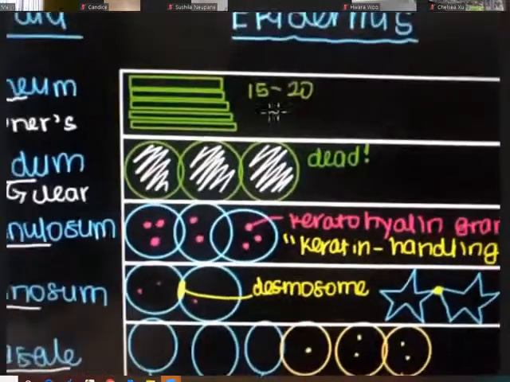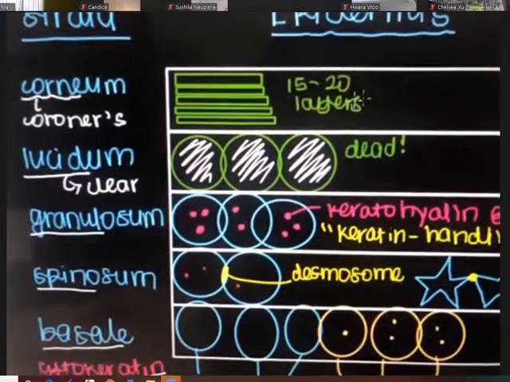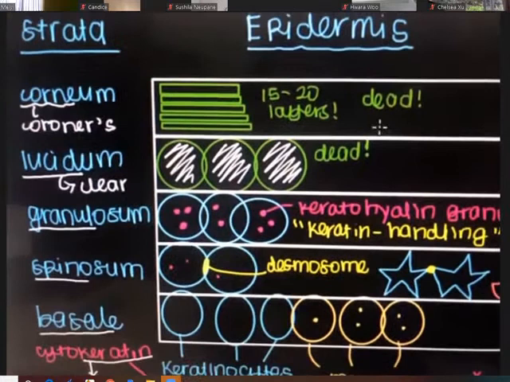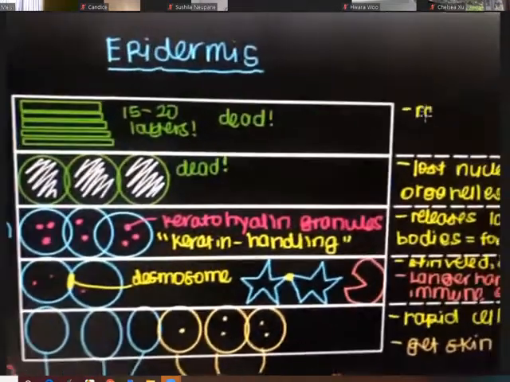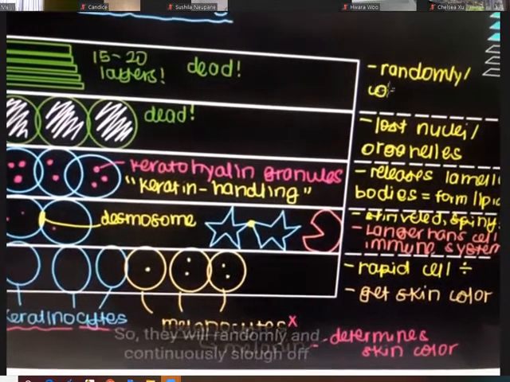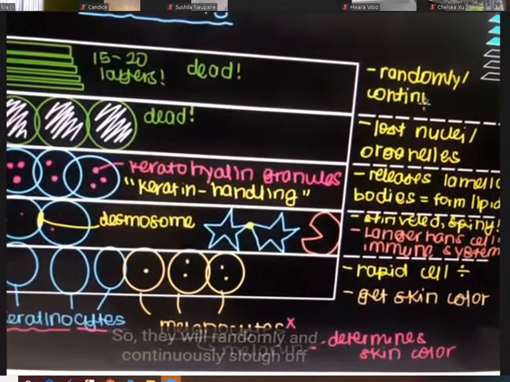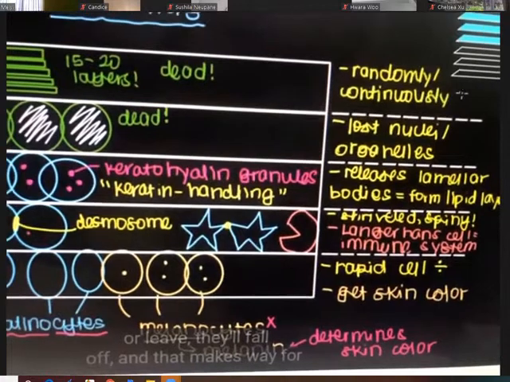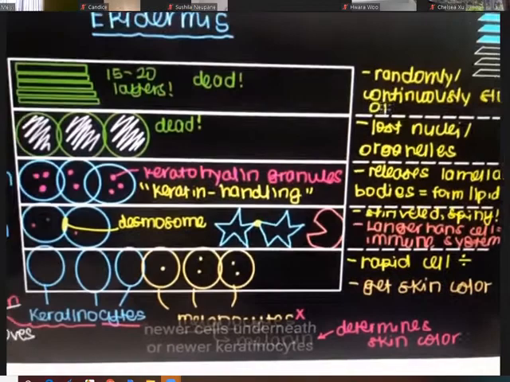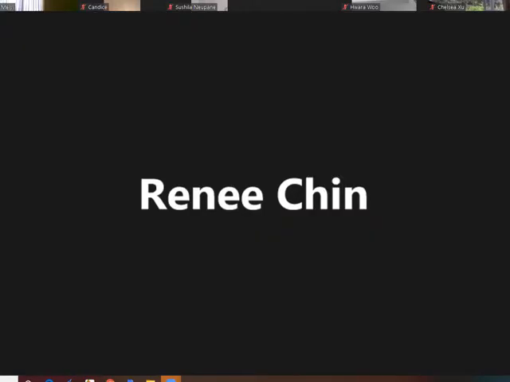So I'll write that off over here. We can have about 15 to 20 layers of our keratinocytes. Again, they're still dead because they died in the stratum lucidum. And because this is our topmost layer, we'll see that these cells will randomly as well as continuously slough off, or leave or fall off. And that makes way for newer cells underneath or newer keratinocytes to make their way up to the top. Another interesting thing about this layer is that reptiles, I'll write this in like a reptile green.